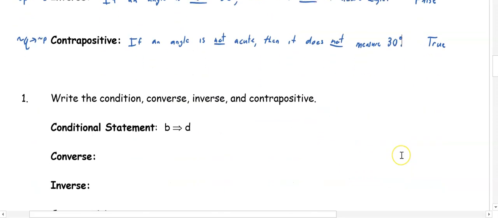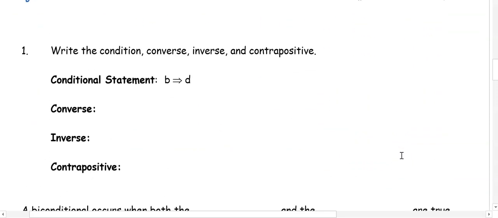Now, we're also going to write a conditional, a converse, an inverse, and a contrapositive using letters. So the conditional statement here is B to D. The converse switches the order, so we would have D to B. The inverse keeps the order, but it makes it a negation, so we would have not B to not D. And the contrapositive is going to switch the order and take a negation. So it'd be not D to not B.